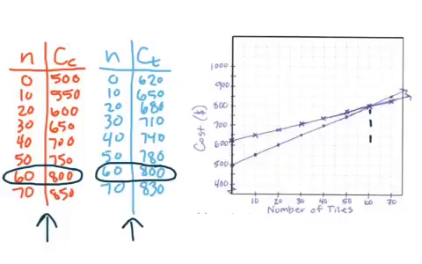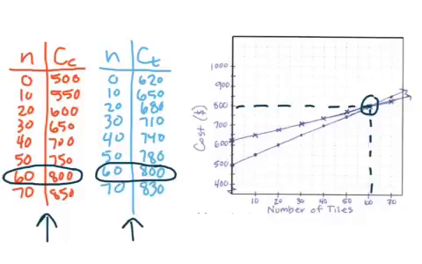So when I have 60 tiles and my cost is $800, I can see that my 2 lines crossed, because that's when both values, my number of tiles, my independent variable, and my cost, my dependent variable, are the exact same. And then we can see that they switch places.